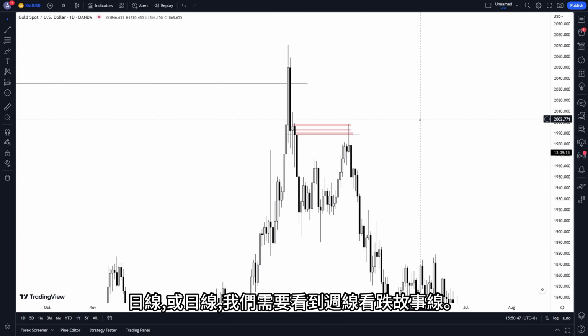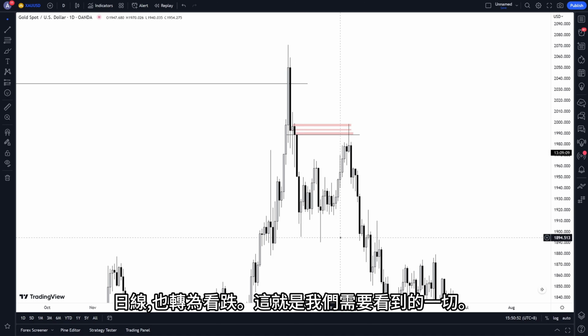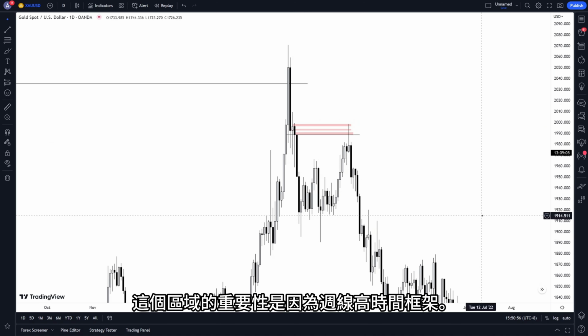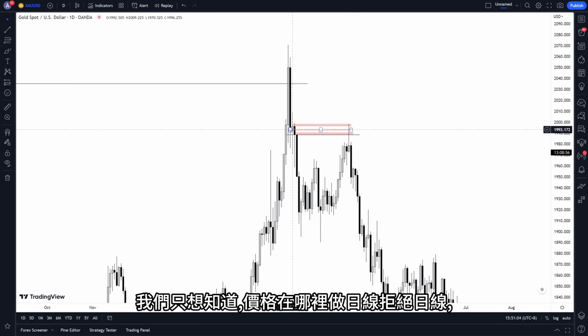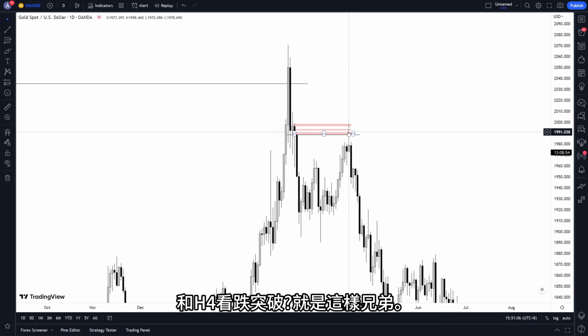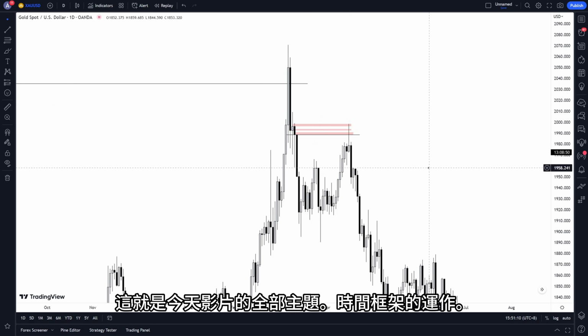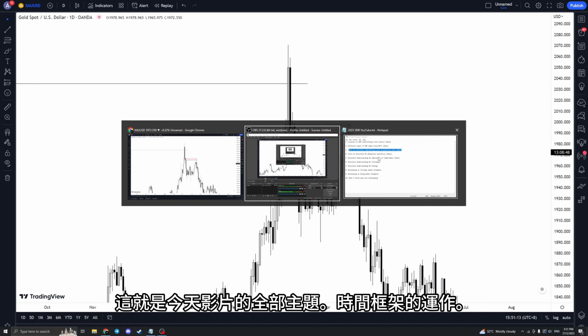What is going on here? On the daily, we need to see weekly bearish storyline, and daily also turn bearish. That's all we need to see. The significance of this area is because of the weekly higher time frame zone. Once price makes its way inside here, doesn't matter which, we just want to know where price does a daily reject daily and an H4 bearish breakout. That's it. That is the entire topic of today's video.